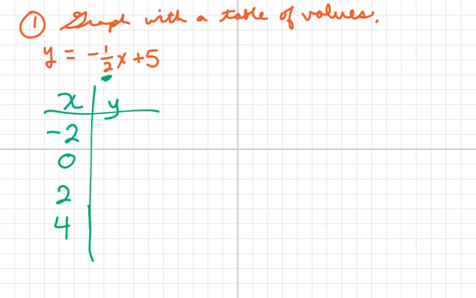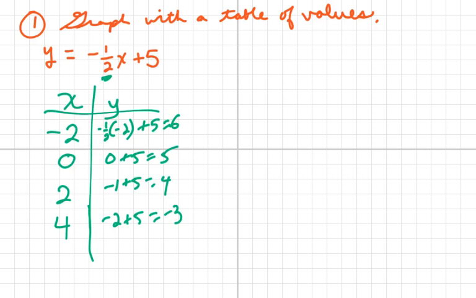So -1/2 times -2 is 1, plus 5 is 6. -1/2 times 0 is 0, plus 5 is 5. -1/2 times 2 is -1, plus 5 is 4. And -1/2 times 4 is -2, plus 5 is positive 3.